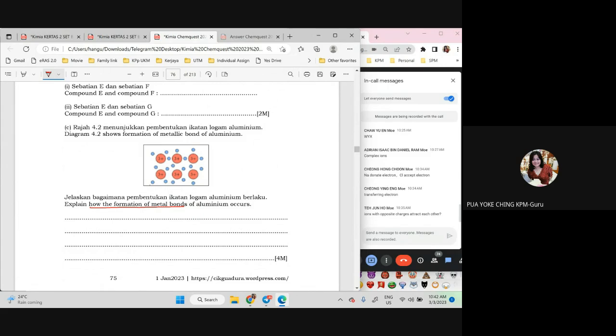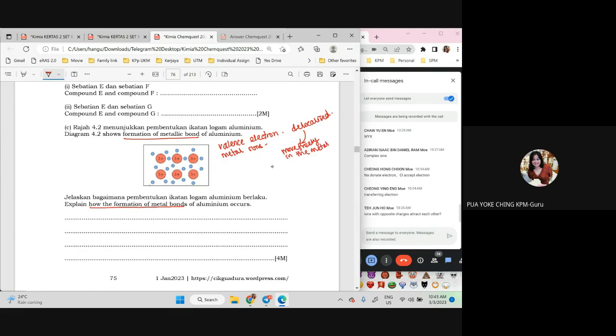This is metallic bond. How are metallic bonds formed? Bagaimana pembentukan metallic bonds. It needs to start with your valence electron, which is easily donated and then delocalized. After it is delocalized, the metal will become metal ions. And then all this delocalized valence electron moves freely in the metal structure.